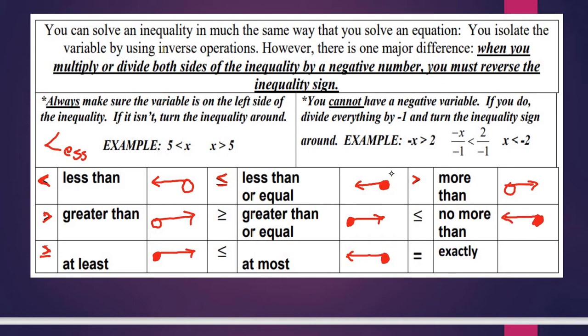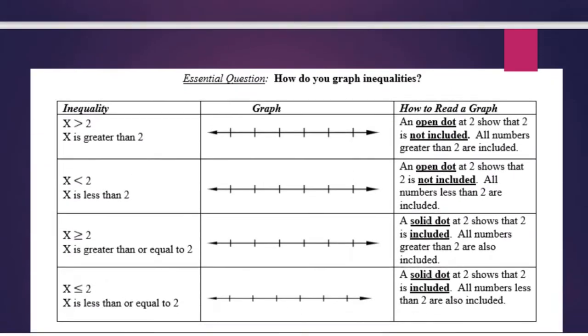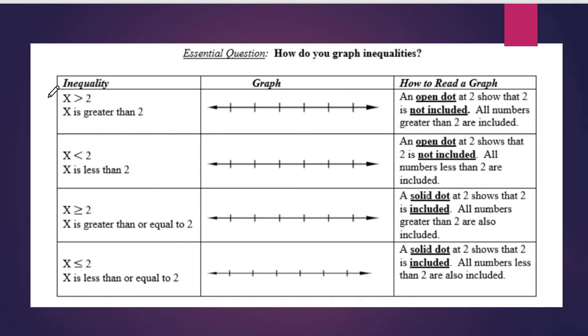And then you see the word exactly. There's the equal sign with no symbol with it, greater than or less than, so it's just a big closed circle. So make sure you have these down. Now, how do you graph inequalities?